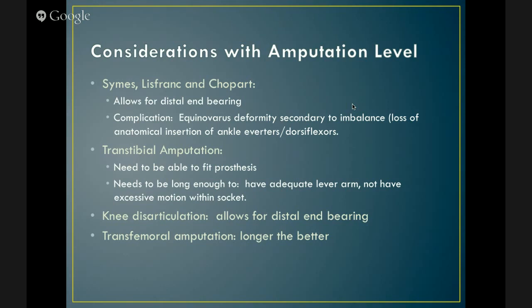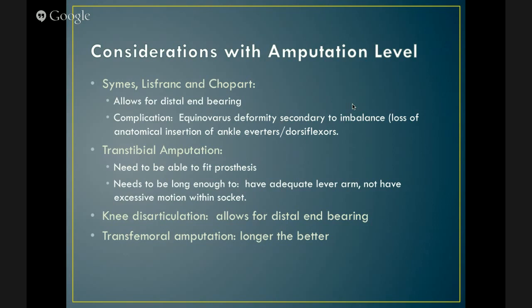For transtibial surgical considerations, you need to be able to fit a prosthesis. Ideally it's not too long that it limits your componentry options for the foot and ankle system, or too short that you have too much motion within the socket, or you're pistoning, or have issues with socket fit. So ideally, the ideal length is about a third of the full length of the tibia for a transtibial.